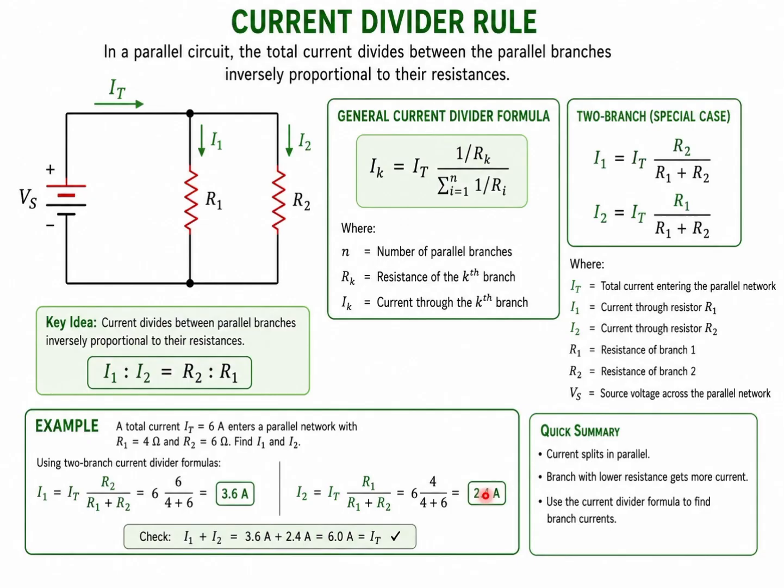And what are you going to realize from this? You're going to realize that the current flowing across resistor R1 is greater than the current that flows through resistor R2. And why is that? It is because resistor R1 has less resistance than resistor R2. So basically that's just the explanation of the current divider rule.